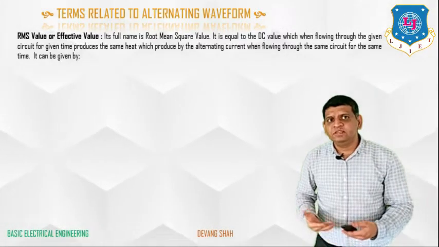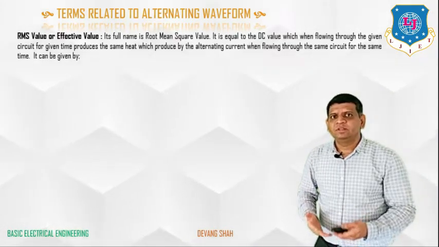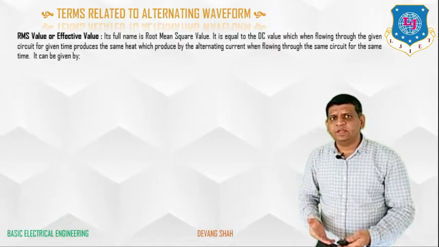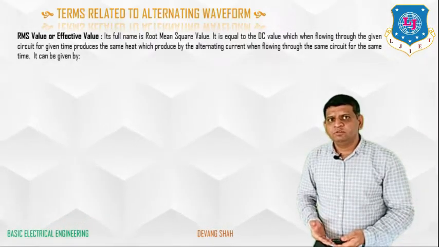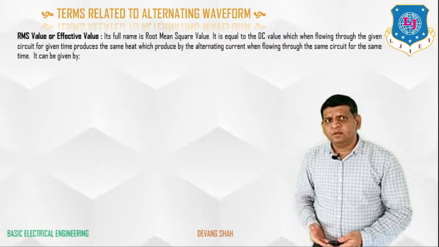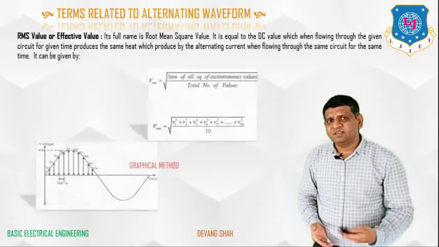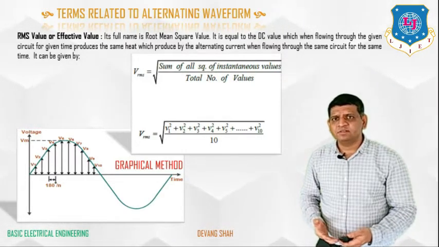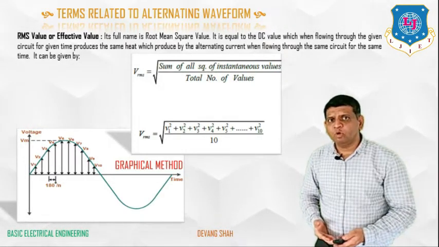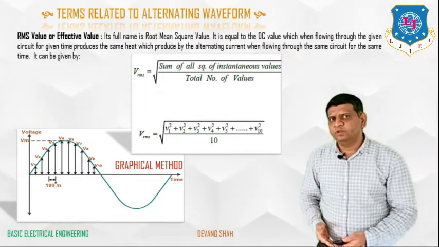So it is equal to the DC value which, when flowing through a given circuit for a given time, produces the same heat as the alternating current flowing through the same circuit for the same time. It is given by V RMS, which is nothing but the square root of the sum of all squares of instantaneous values divided by the total number of values.